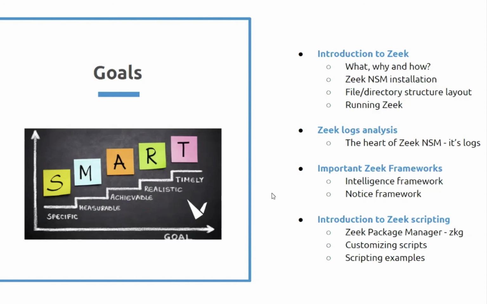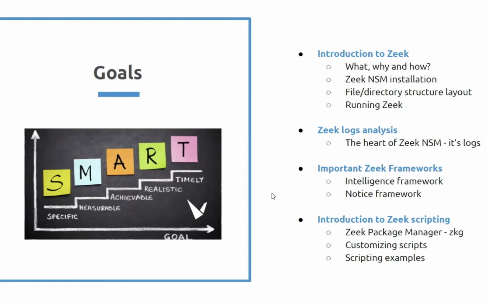Once we have Zeek installed, we will go through the file directory structure layout. What that means is, when you install Zeek on your system, what different directories get created, what is inside each directory, which directories you would want to pay more attention to, and where exactly the scripts are loaded and whatnot. So we will do a deep dive into the file system architecture of Zeek and how it looks after we have installed Zeek.